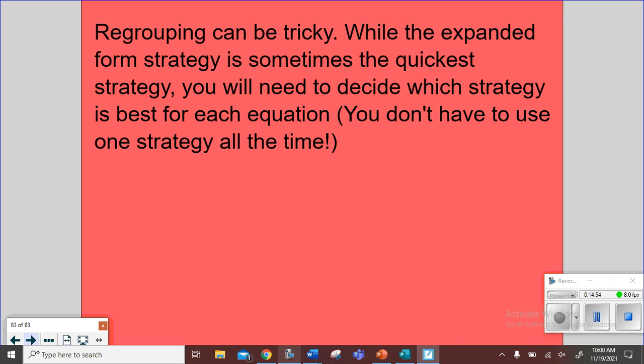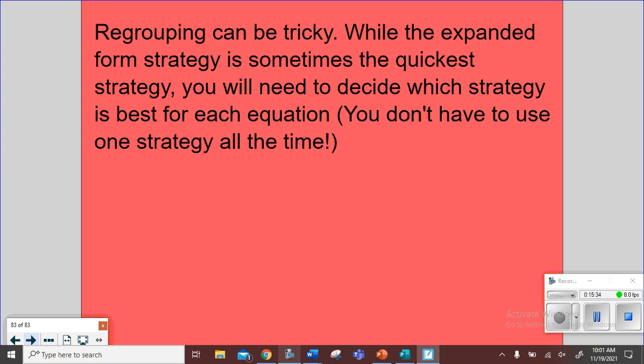Regrouping can be a little tricky. We only had to regroup one time, but sometimes you might have to regroup multiple times. Expanded form, lots of third graders like it because it's pretty fast, but it might not be the best strategy. So you're going to have to pick what makes your brain happy. Personally, I'm a fan of the number line because I can see it. I can't see it with just a stack of numbers. But you choose what works for you. You don't have to use the same strategy every single time.